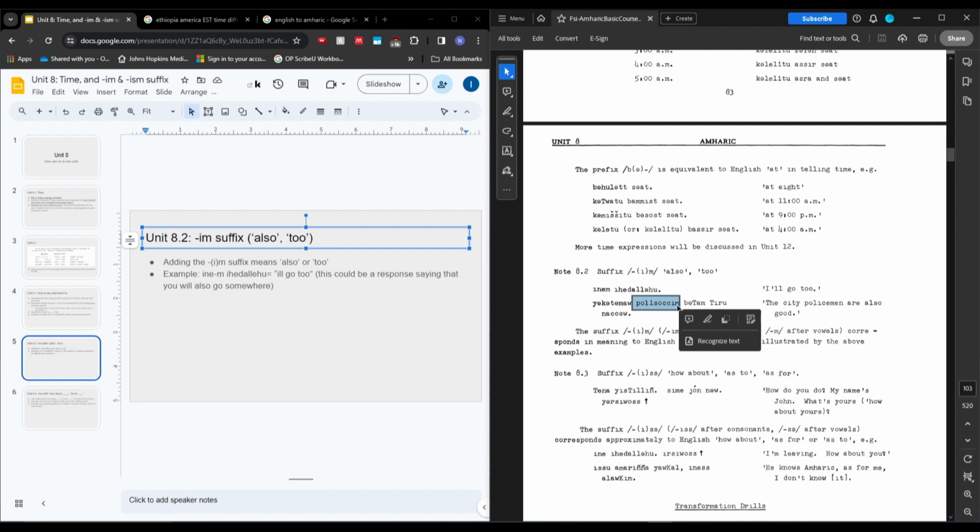Policeman. And the "also" is coming from this M. Multiple police from the "och" here. But "turu," so very good, "nacho." So the city policemen are also good. I didn't write the examples.